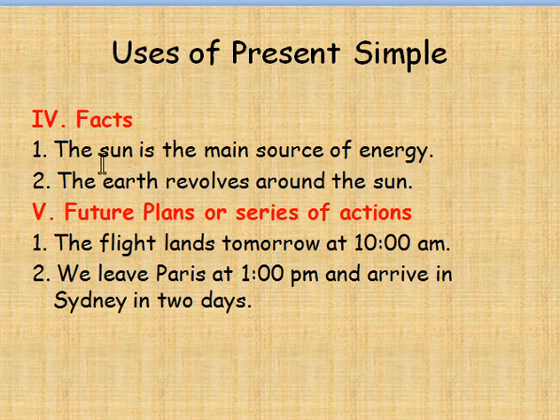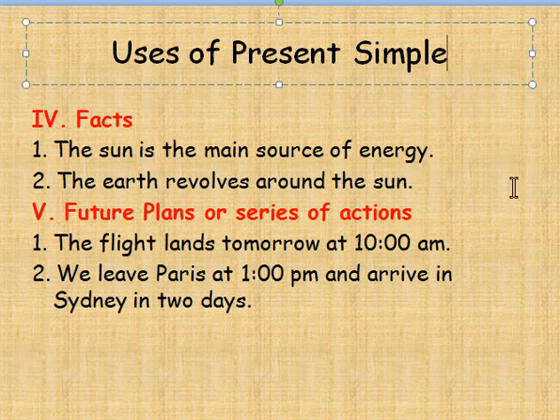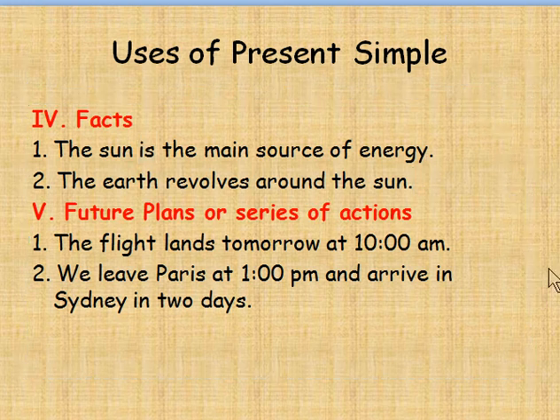Look at sentence number 1 here. It says, the sun is the main source of energy. Nobody can deny that the sun is the main source of energy. So that's why we are using present simple, and I have told you that this is a different structure which takes is, am, are in sentences. That is also present simple. The earth revolves around the sun. It is also a fact.